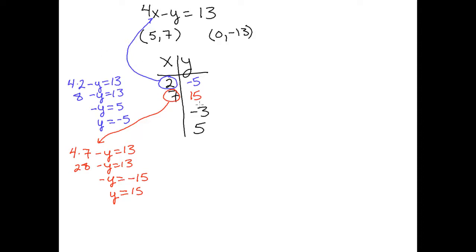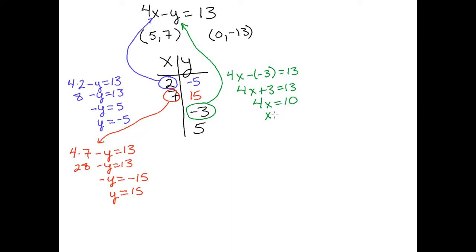Next one. Now negative 3 isn't going in for x, it's going in for y. So we get 4x minus this negative 3 equals 13. That gives us 4x plus 3 equals 13. Can we solve this equation? Sure we can. Subtract 3 from both sides. That's 4x equals 10. And divide both sides by 4. x equals 10 fourths. Or does that fraction reduce? It does indeed. 5 halves. So sometimes you'll get a fraction in these tables, and that's all right.